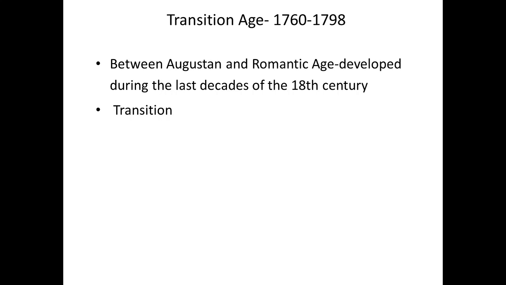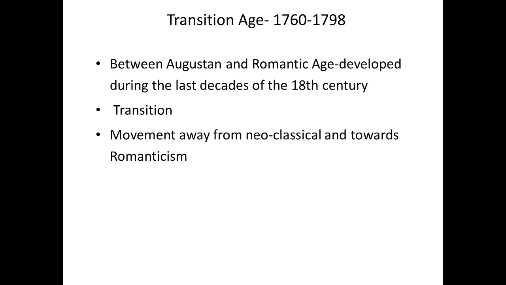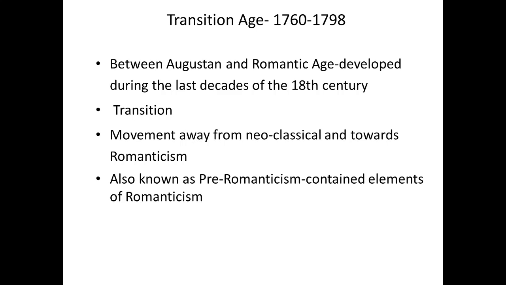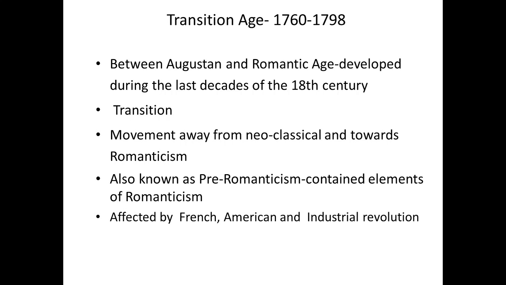Now let's look at what is transition. Transition generally means change. In Kannada, we call it parivartane. So the word tells that it is not a sudden change, it is a gradual evolution or a slow process from one age to another. So here it's a movement away from neoclassical, and it was moving towards romanticism. So it's also known as pre-romanticism because the writers used many elements that were seen in the romantic age. Then this age was affected by the French Revolution, the American Revolution and the Industrial Revolution of the time.